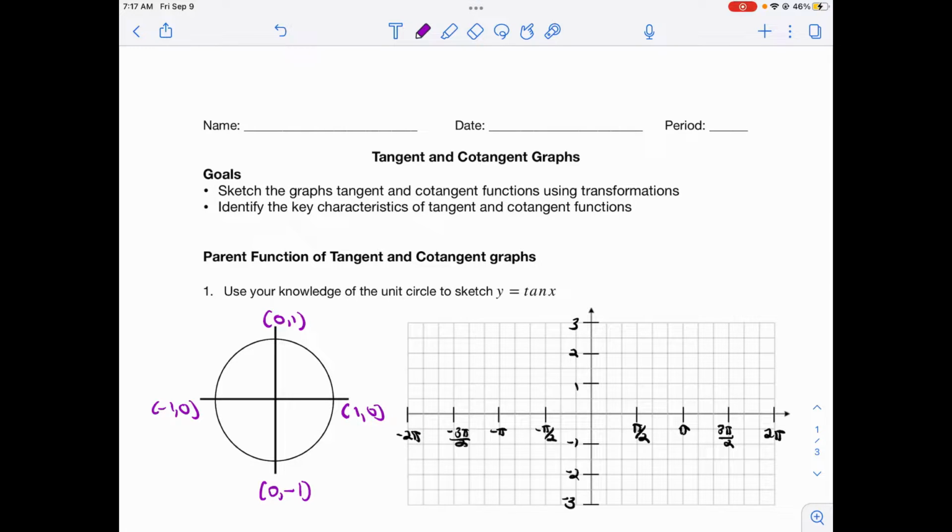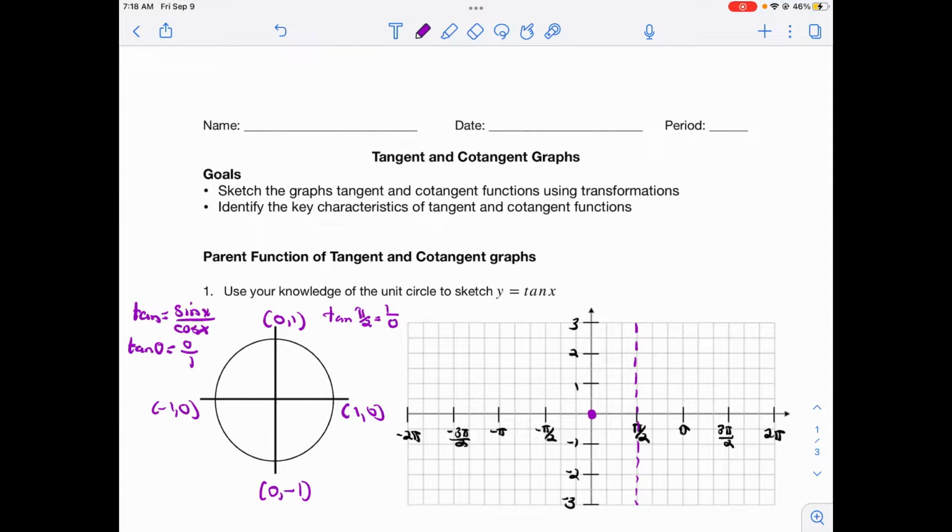To find tangent, we will recall that tangent is equal to sine divided by cosine. So if I want to find the tangent of 0 degrees, that would be my sine of 0 divided by my cosine of 1, which is 0. So we have the point (0, 0). Now if I do the tangent of pi over 2, I get my sine, which is 1, and my cosine, which is 0. 1 divided by 0, well, you can't divide by 0. That's undefined. How do we deal with undefined? That becomes a vertical asymptote.